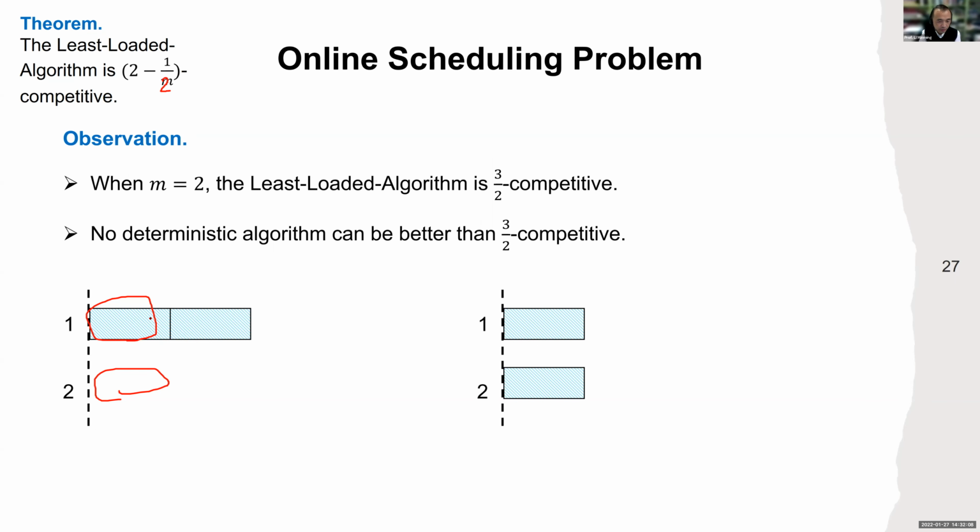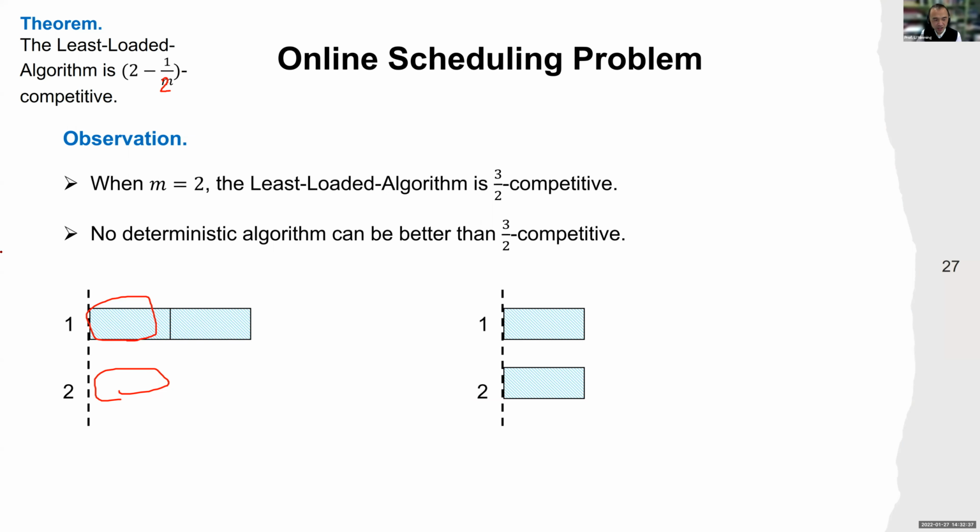Okay, because these are the two cases, right? One is put them together, the other is separate them. So if I put them together, what will the adversary do? Can anyone tell me? Remember, adversary is trying to release more jobs, right? So Ian, you are right, okay?